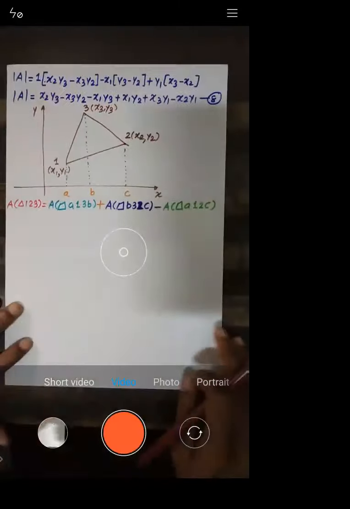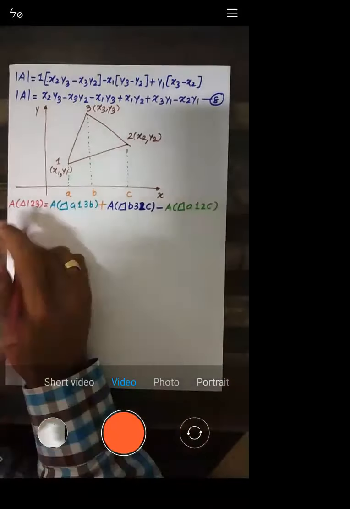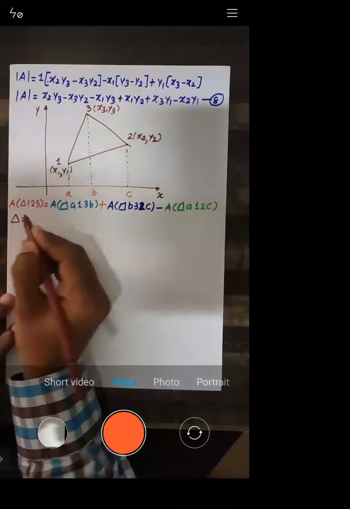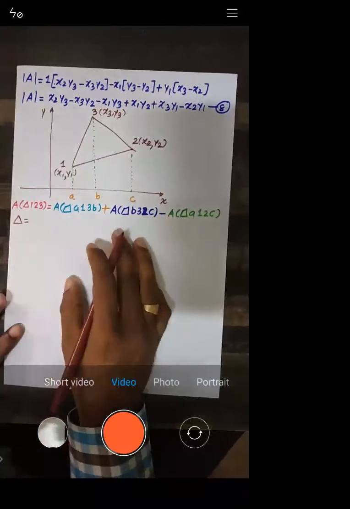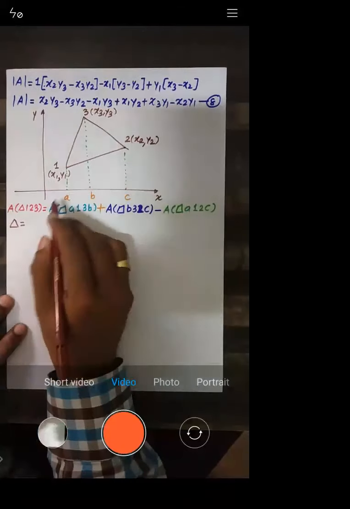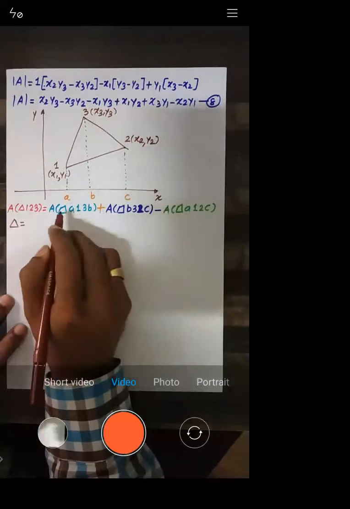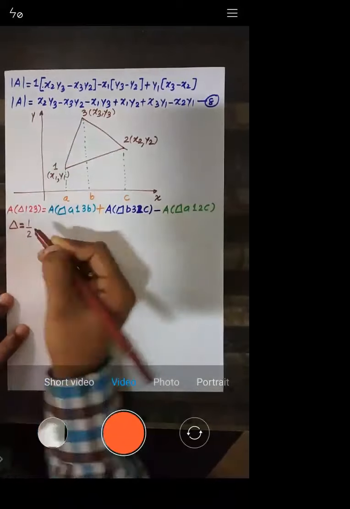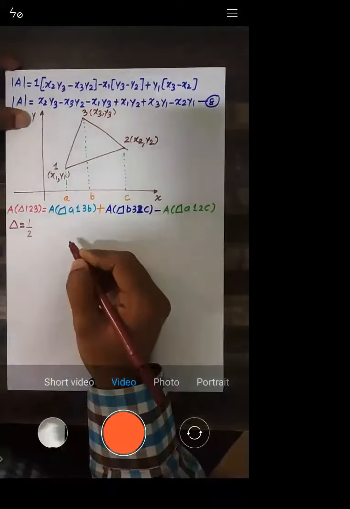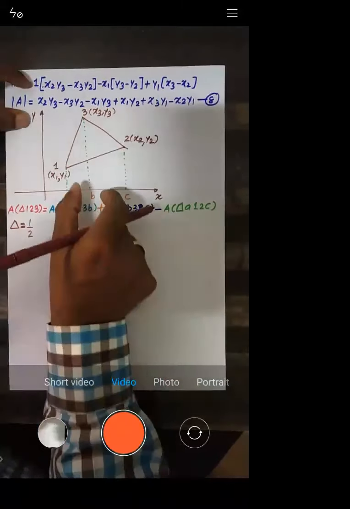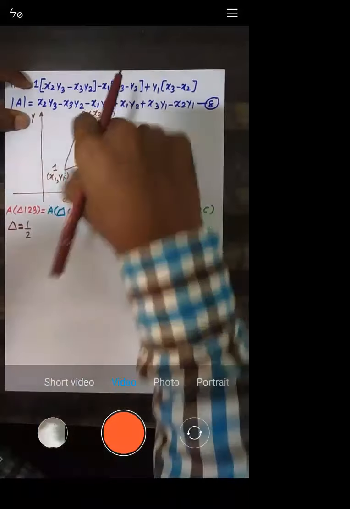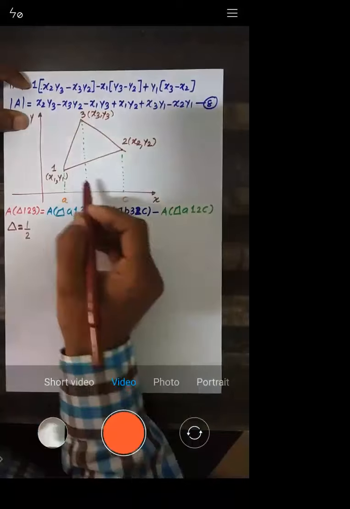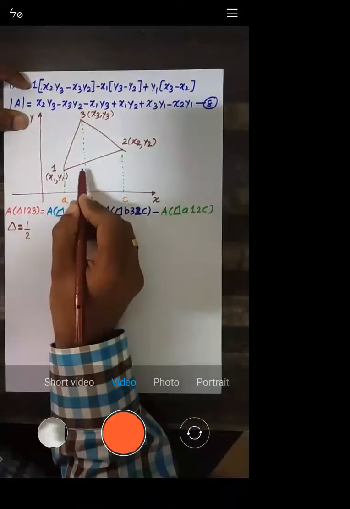Okay, so what we'll do, I'll call the area of triangle 1, 2, 3 as delta. Try to understand. In order to calculate it, we start with the trapezoid. Its area is given by half, breadth into height. So breadth we know. What is that breadth here? It's y1. How will we calculate breadth?